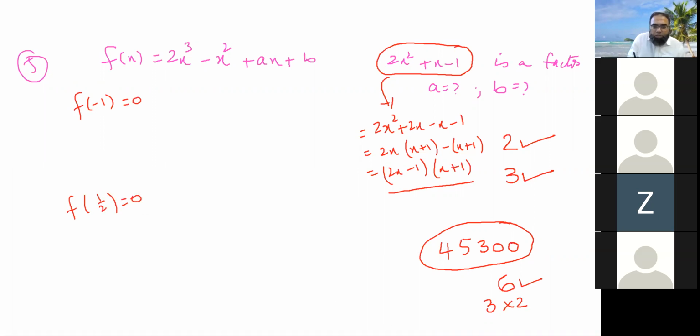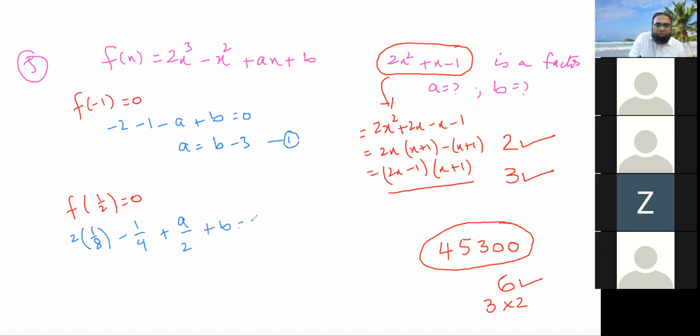What do you say? Yes, sir. This is minus 2 minus 1 minus a plus b equal to 0. So your a is equal to b minus 3. That is the first equation. You put your half here. This is 2 into 1 over 8 minus 1 over 4 plus a over 2 plus b, that is equal to 0. You can simplify this.